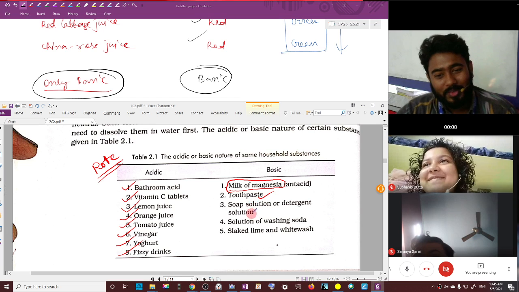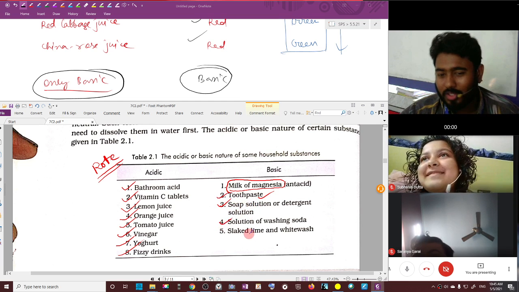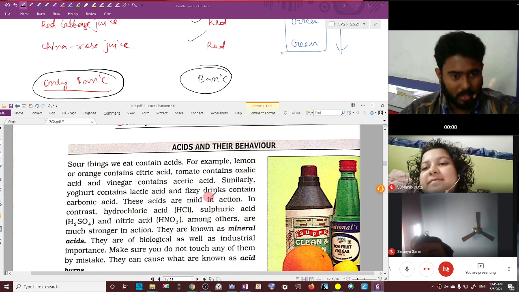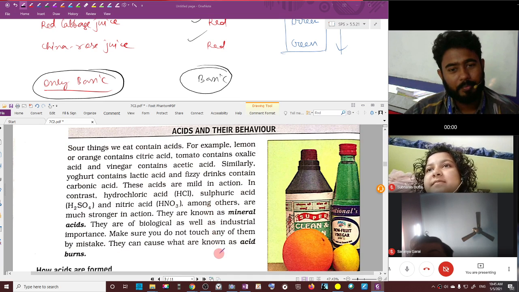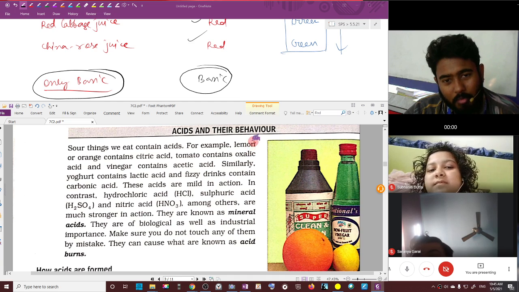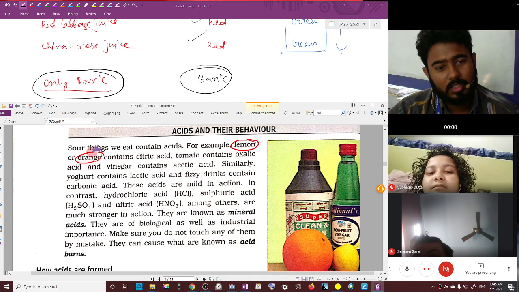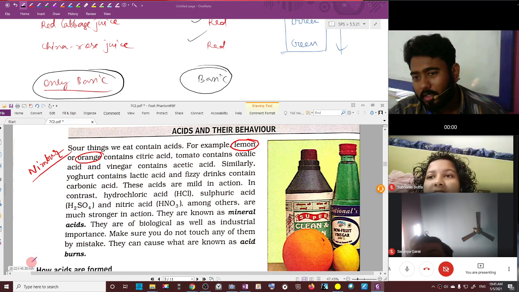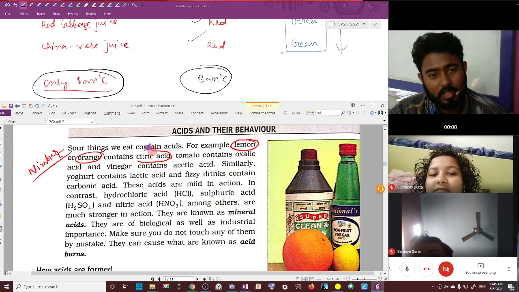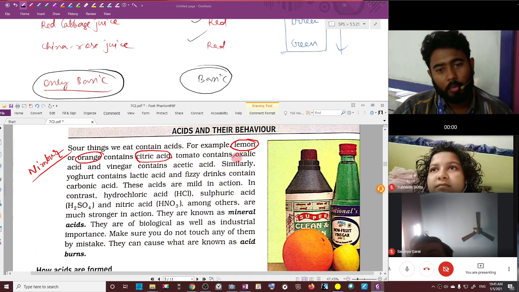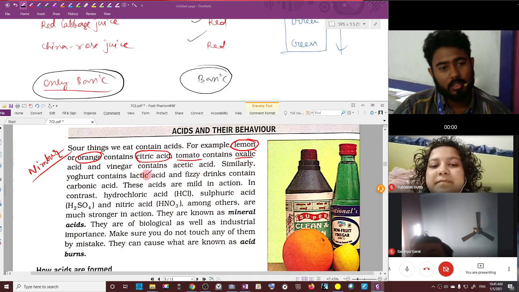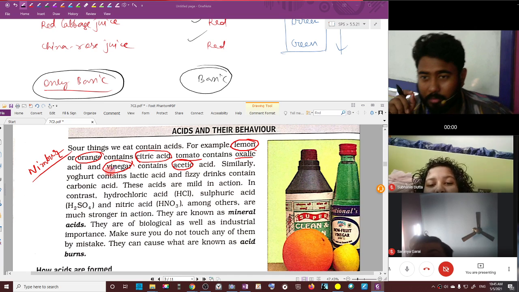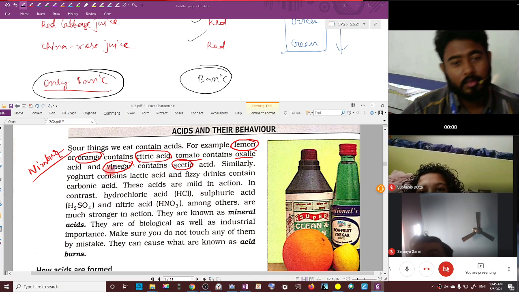Now, soap solution, washing soda, slaked lime, whitewash. Okay. Acids and their behavior. We have some important acids. Lemon or orange, these are citrus fruits. What do they contain? Lemons contain citric acid. Tomato, oxalic acid. Vinegar, acetic acid. You need to mug it up, you need to rote learn it. It's very important. It comes in exams.